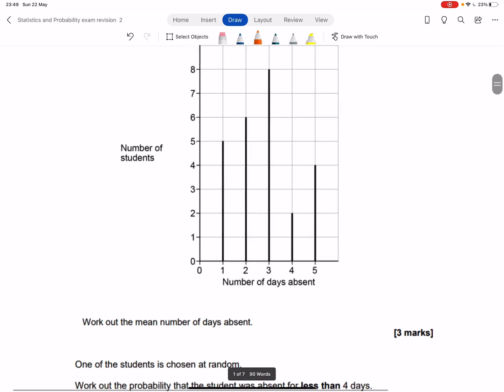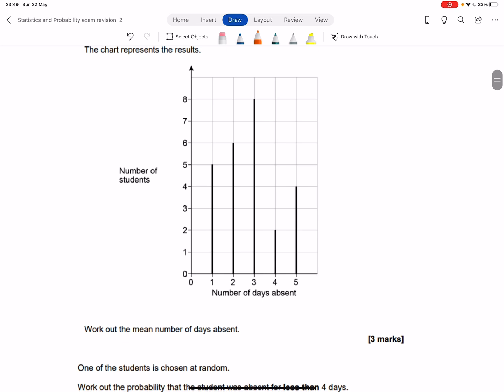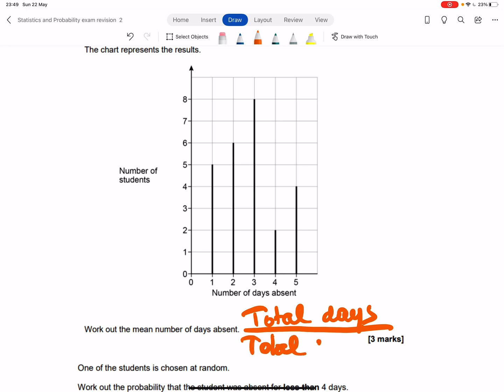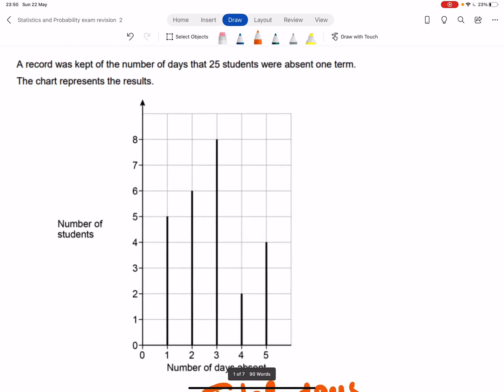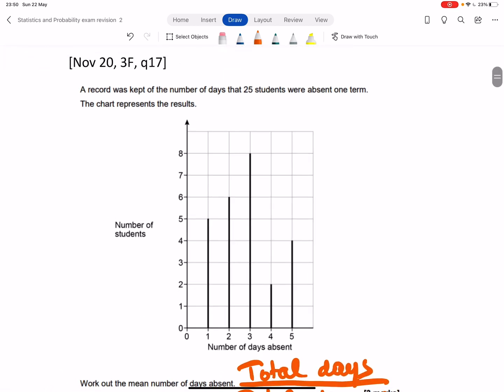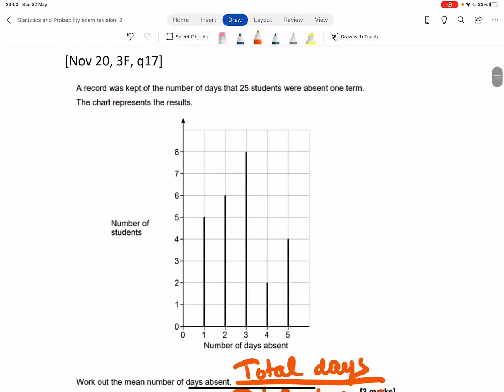So as you know, the mean we find by adding up all the numbers and dividing by how many there are. So here we have number of students and the number of days. So the mean number of days will be the total number of days when the students were absent, and we're going to divide it by the total number of students. Okay, let's have a look at what we have here. We're not just going to look at the height of each line here, but we're going to multiply them.